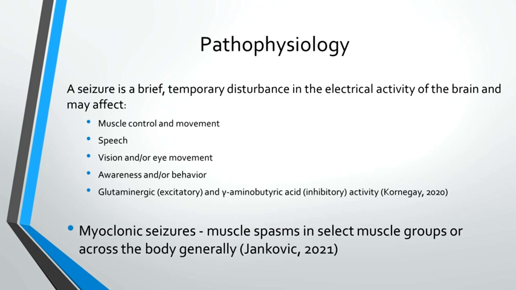All right, so the pathology here. A seizure, as we all know, is a brief temporary disturbance in the electrical activity of the brain, and it may affect muscle control, movement, speech, vision, eye movement, awareness, behavior. It works with GABA and glutamate as either an excitatory or an inhibitory type of action. Specifically, the remainder of this review is going to be on myoclonic seizures. Now, these are specific muscle spasms in generally select muscle groups or could be across the body. We're going to go over why these are caused and how we are going to work with these.